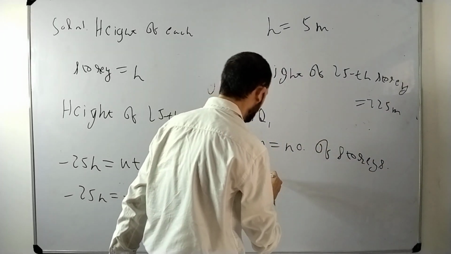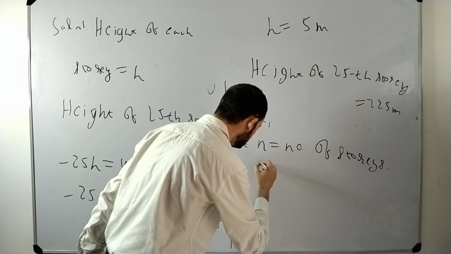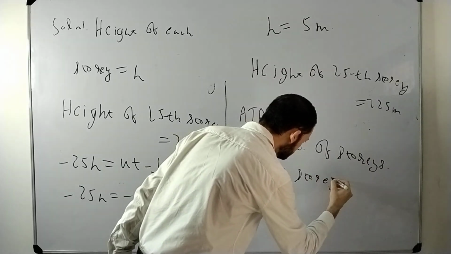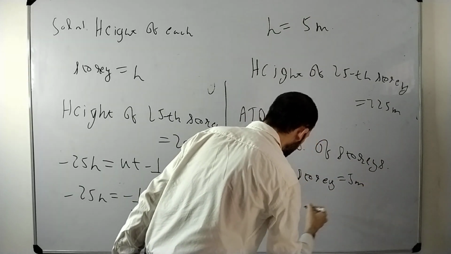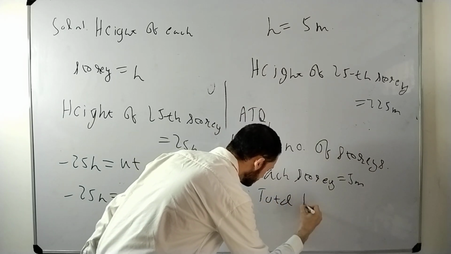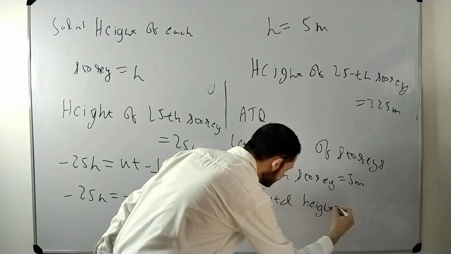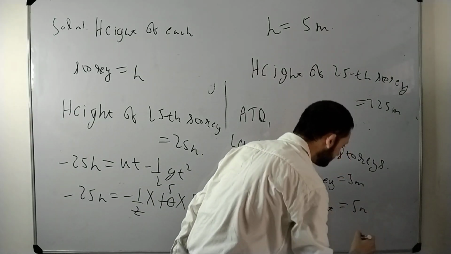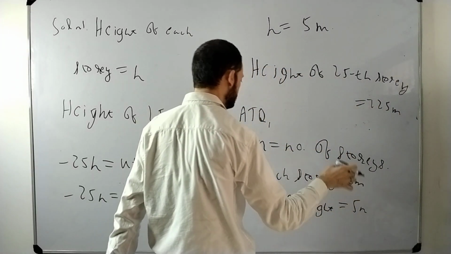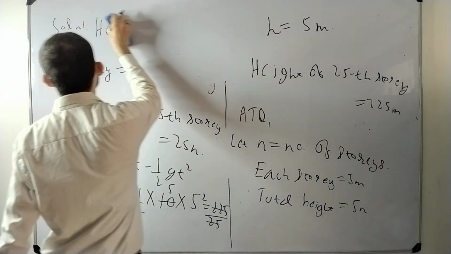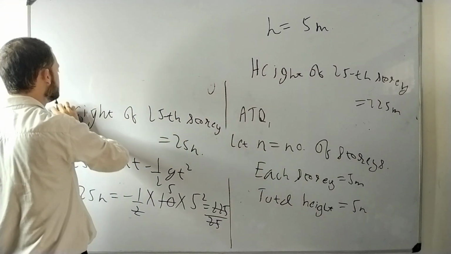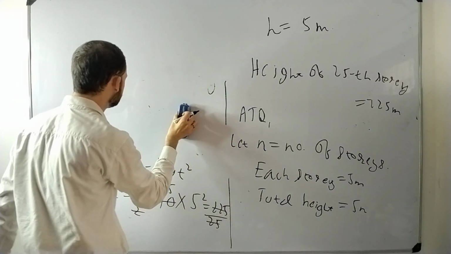Right student? And each story height is what? Each story height is 5 meter. So total height is what? 5n of the building. So you keep multiplying with the stories, you will get the total height. So for the first floor it would be 5, then second floor 10, and in that way.